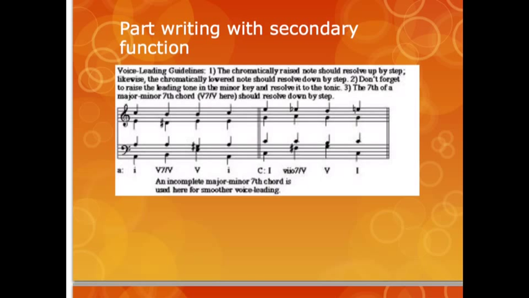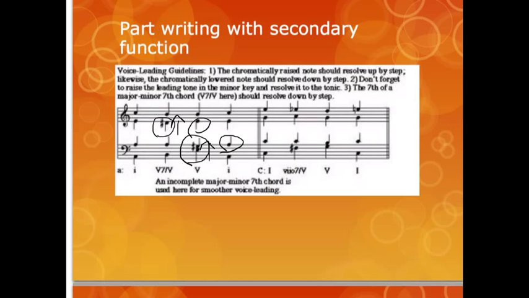So here are some examples of proper part writing using secondary function. First, the A minor. You can see here that the G sharp resolves up by half step to the A. In this case, the D sharp, the 5/7 of 5, resolves up by half step to the E. There's the D sharp resolving up, and then the G sharp resolves up to the A.